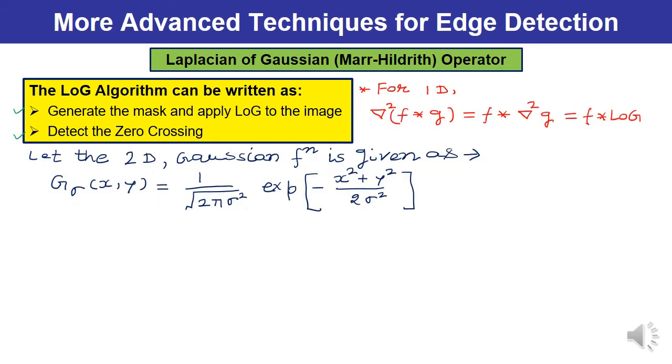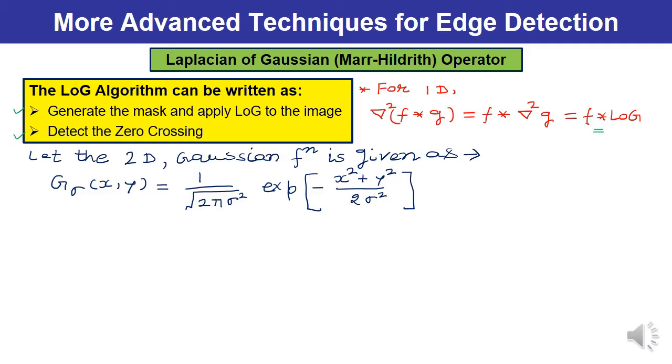For one dimension, you can write the operator as what? Del square f convolution g. This is equal to what? F convolution of del square g. Or you can write it as f convolution LOG, Laplacian of Gaussian. Since we have to understand two dimensions, because images are two-dimensional in nature, for two dimensions the Gaussian function can be written as 1 upon under root 2 pi sigma square, exponential of minus (x square plus y square) upon 2 sigma square. The overall term is written over here.